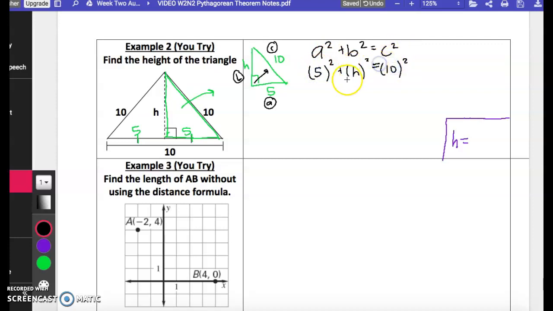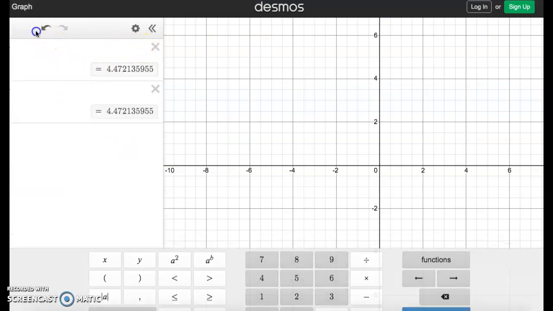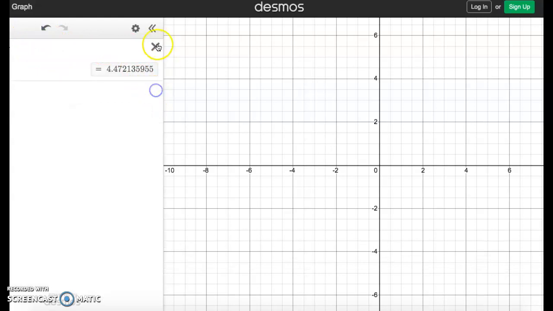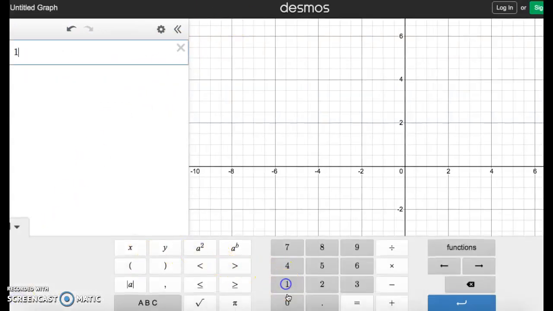So let's look at where the variable is. It is not by itself. So we need to subtract 5 squared from both sides. And we get h squared is equal to, okay, I better not be seeing anyone do 10 minus 5. This is not 10 minus 5. It's 10 squared minus 5 squared. So let's calculate 10 squared minus 5 squared, 75.